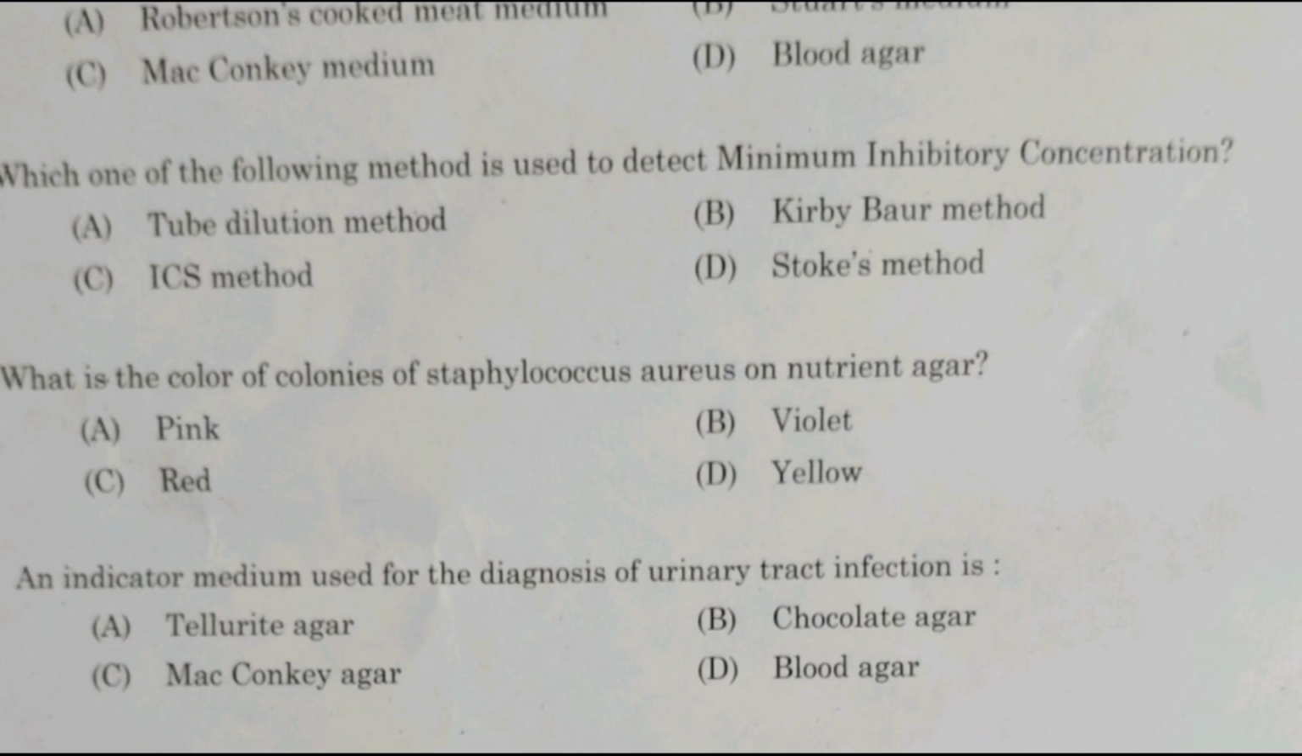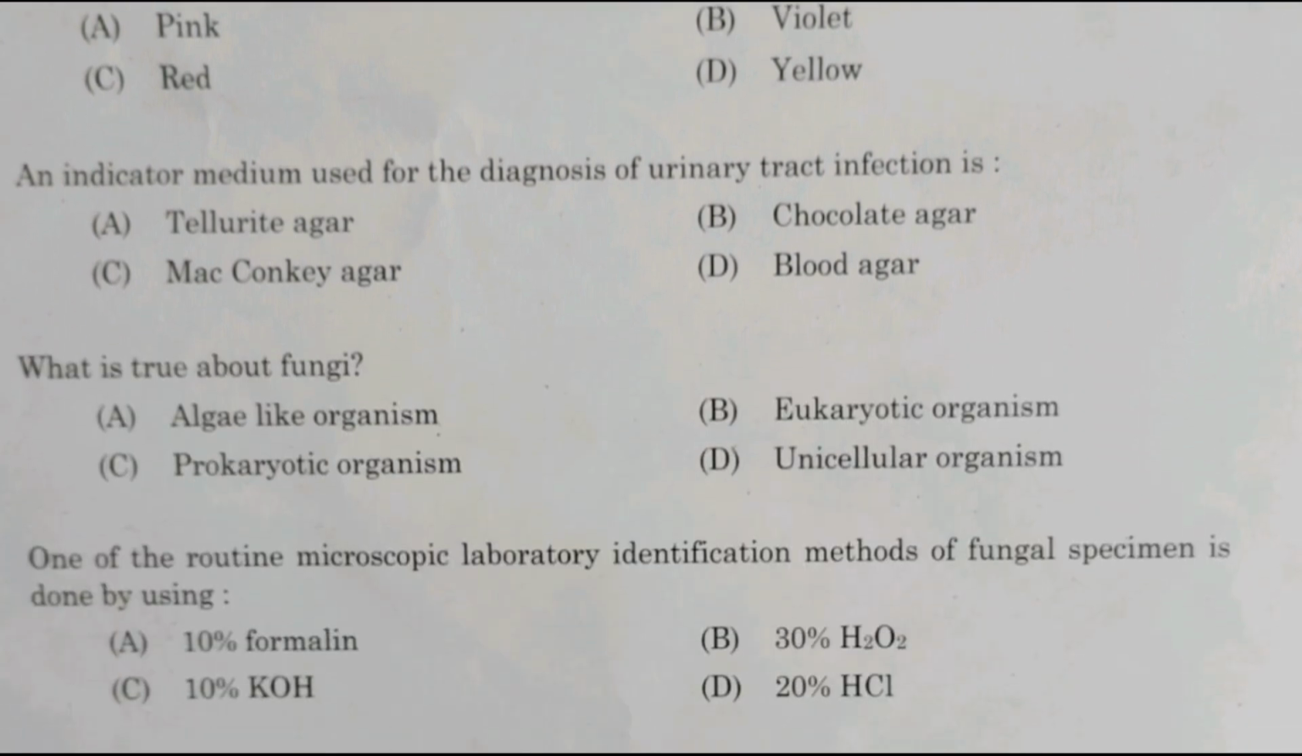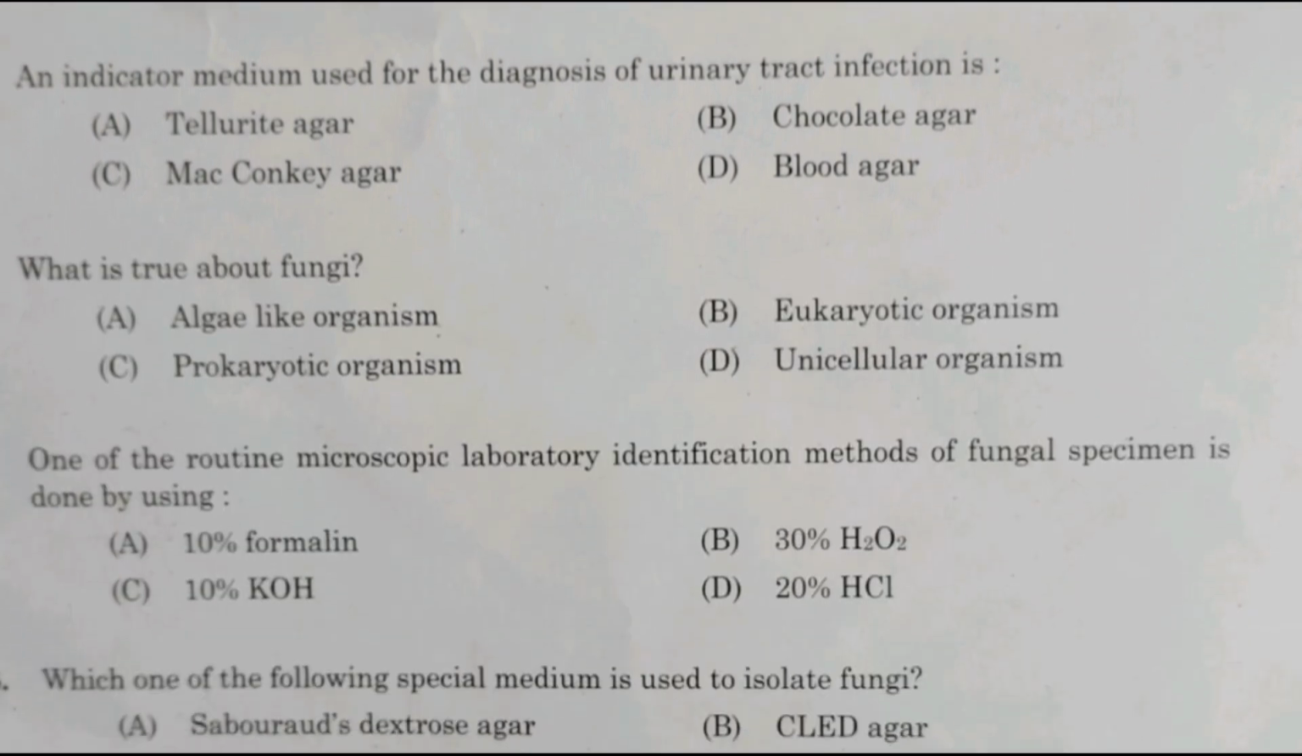Next one, what is the color of colonies of Staphylococcus aureus on nutrient agar? The right answer is option D, yellow. Next one, an indicator medium used for the diagnosis of urinary tract infection. The right answer is option C, MacConkey agar. Next one, what is true about fungi? The right answer is option B, eukaryotic organism.